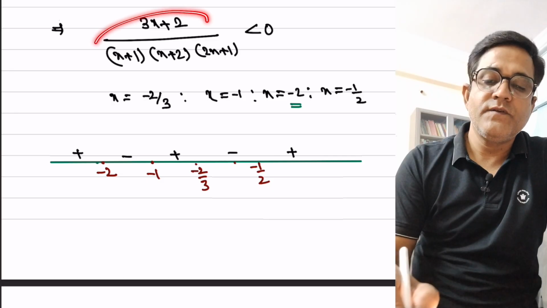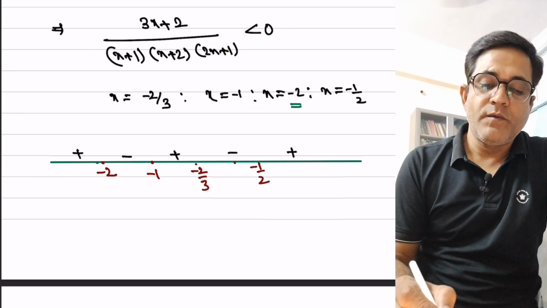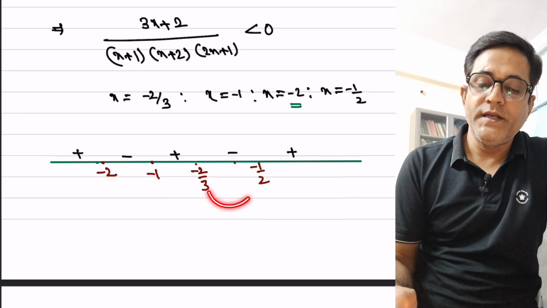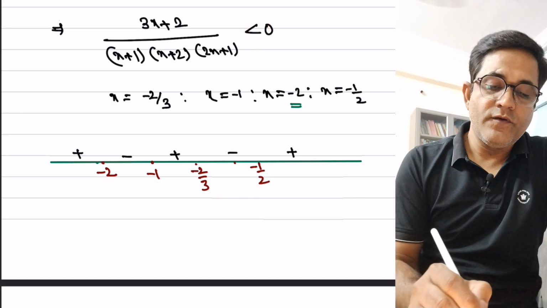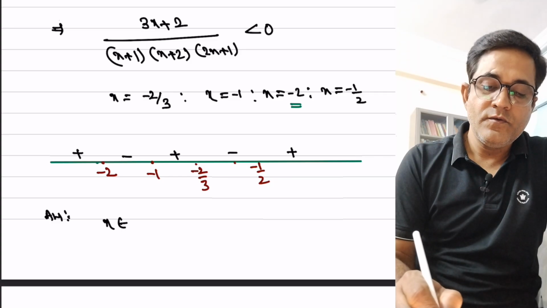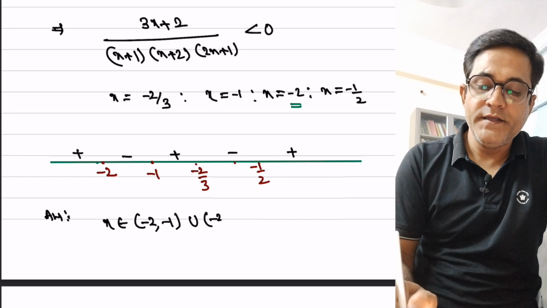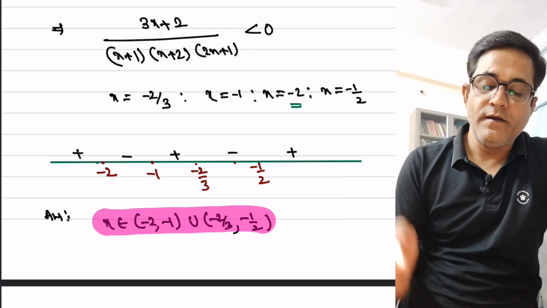But our expression is negative. So, in which interval is our expression negative? From minus 2 to minus 1, open interval, and minus 2 by 3 to minus 1 by 2, open interval, because strictly less than 0 is there. Therefore, the answer is: x belongs to minus 2 comma minus 1 union minus 2 by 3 comma minus 1 by 2. So, this is the final answer.